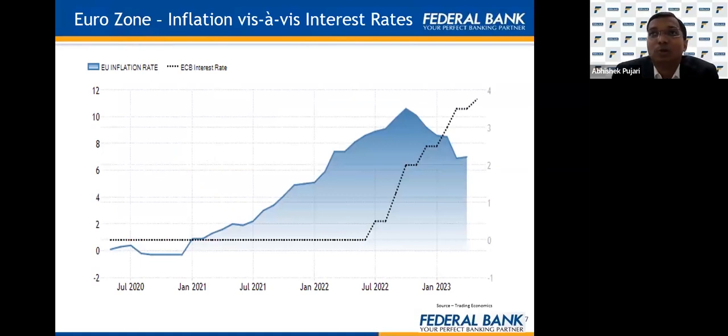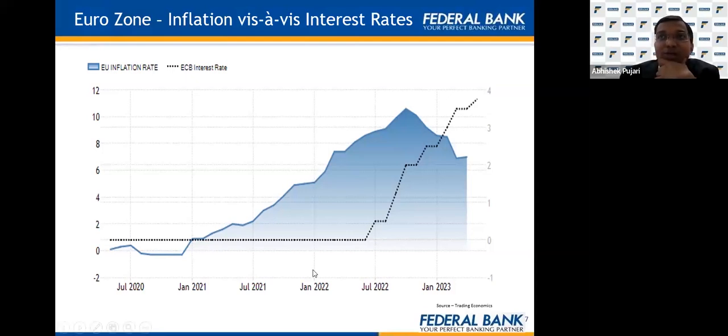So moving on to the Eurozone. We will catch a transatlantic flight and come to the Eurozone, which is really struggling now. What we see here is inflation vis-a-vis interest rate of the Eurozone. On the x-axis, it's a 3 year period starting today, going back 3 years. Then on the left hand y-axis, it's the Eurozone's inflation rate, and on the right hand side, it's the ECB's interest rate during that period.